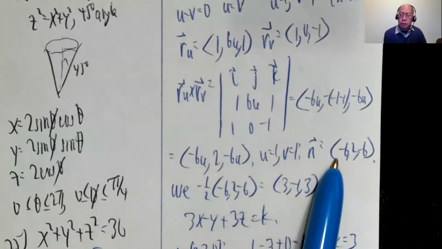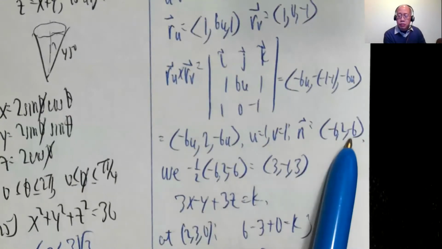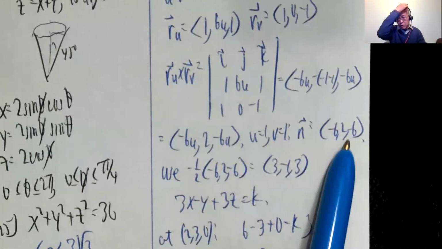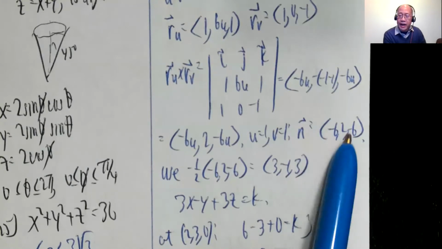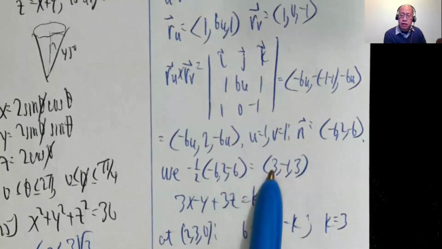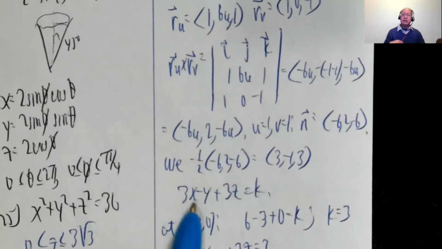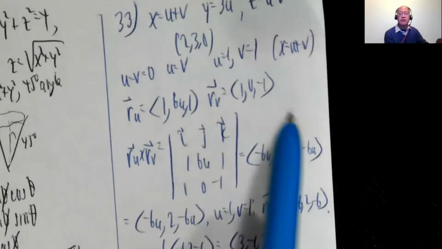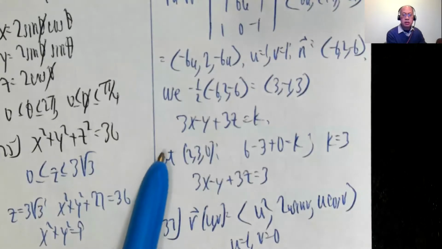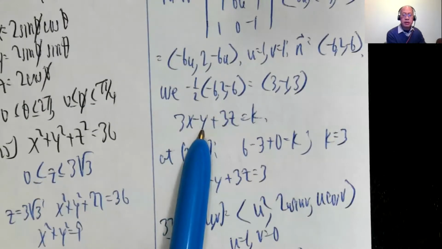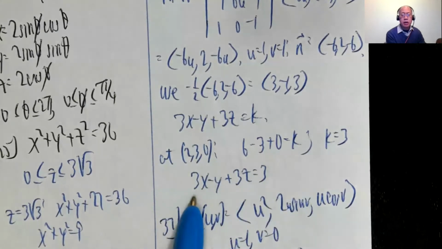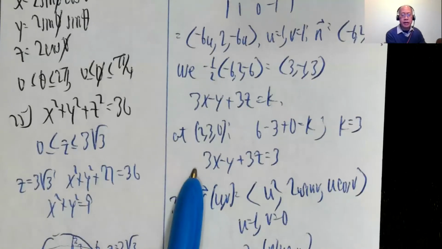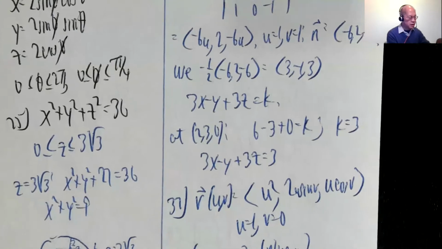Or you can have any scalar multiple of that. Since this is a normal vector and you're allowed to take any scalar multiple, it's easier to take negative 1/2 of that, which is the vector 3, negative 1, and 3. So 3x minus y plus 3z equals k. To find k, I plug in the point 2, 3, 0. So I put a 2 here, a 3 here, and a 0 here. 6 minus 3 plus nothing is k, so k is 3. So the equation of the tangent plane is 3x minus y plus 3z equals 3.